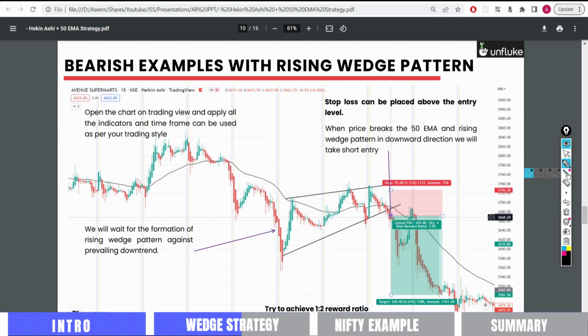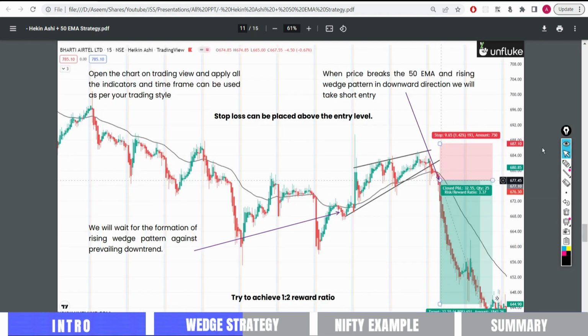Let's take a few more examples, and then I'll show you a buying example also. So again, we are able to find the wedge here.